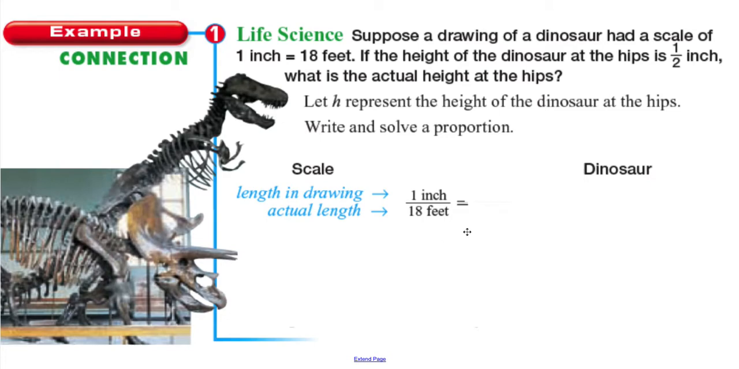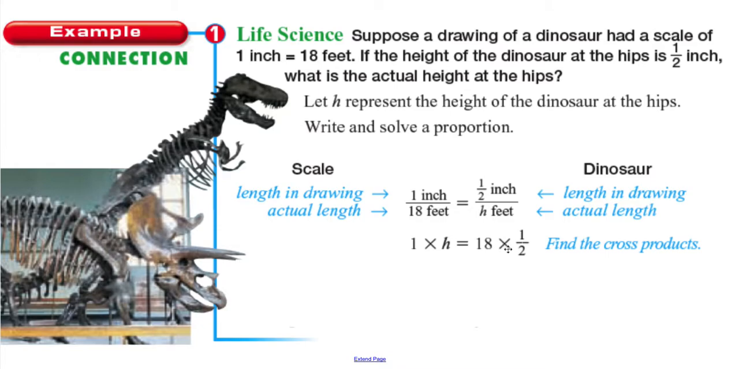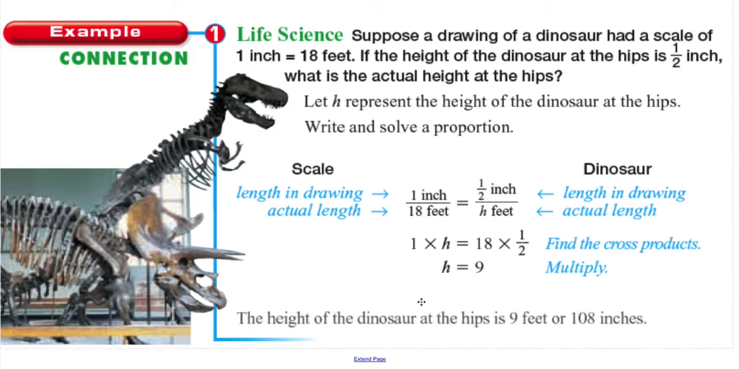That's our scale. So in the dinosaur, we know that the length of the drawing is 1/2 inch, but we don't know the actual length, which is now H feet. So we'll create our cross products. 1 times H equals 18 times 1/2. 1 times H is simply H, so we're left with H equals 9. So the height of the dinosaur at the hips is 9 feet, or 108 inches.